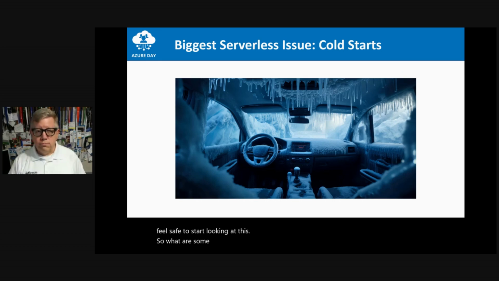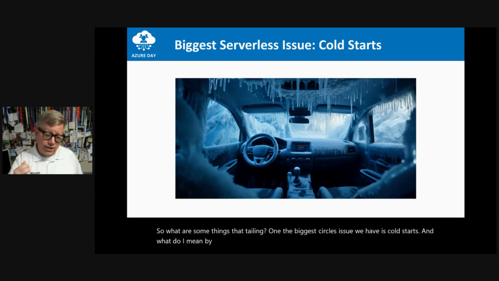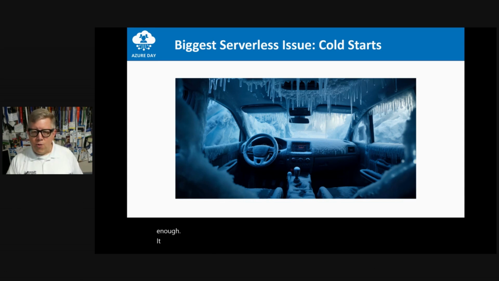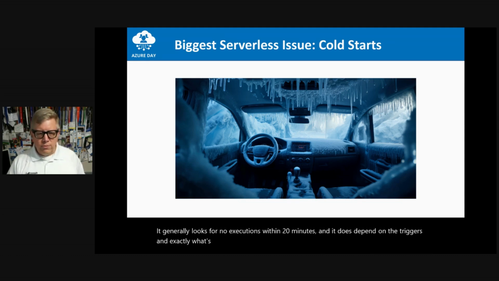Well, one, the biggest serverless issue we have is cold starts. And what do I mean by cold starts? Well, again, I said that in a consumption model, your Azure function, when there's no calls to it, will scale all the way down to 0, right? And sure enough, it generally looks for no executions within 20 minutes. And it does depend on the triggers and exactly what's happening. But you can generally pretty much assume if you don't have a call to that Azure function app within 20 minutes, that Azure function app is going to scale all the way down to 0.